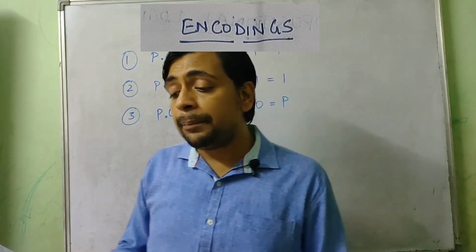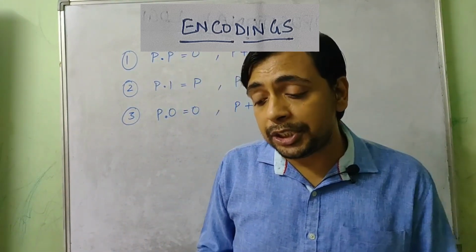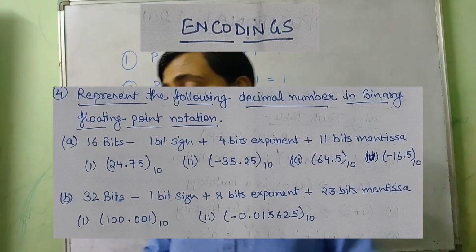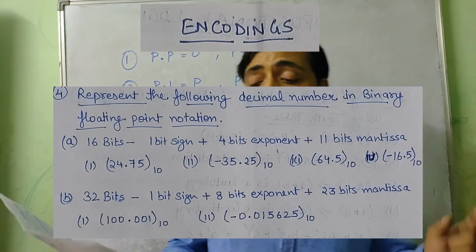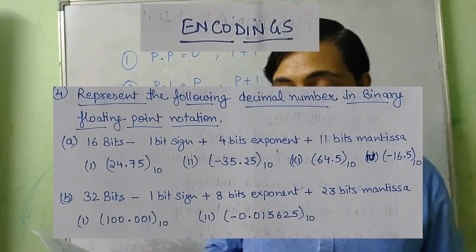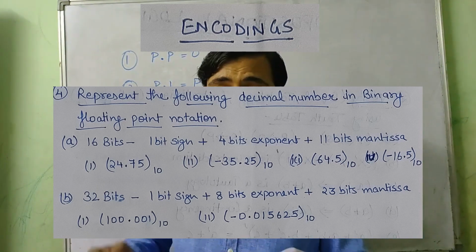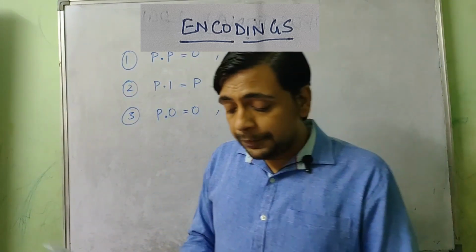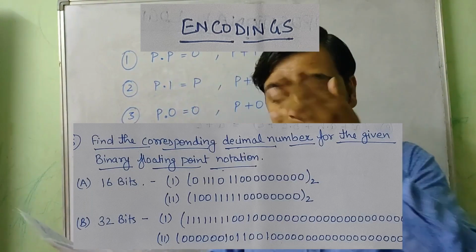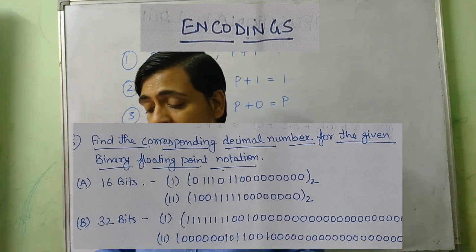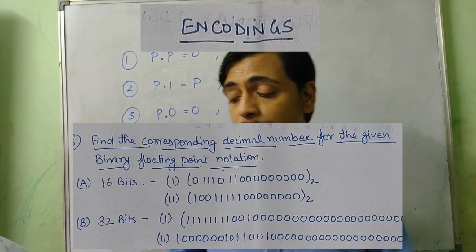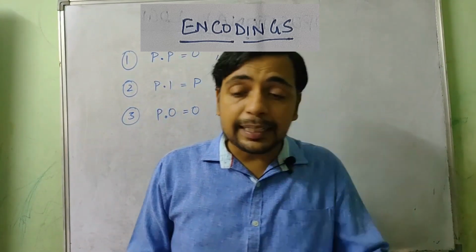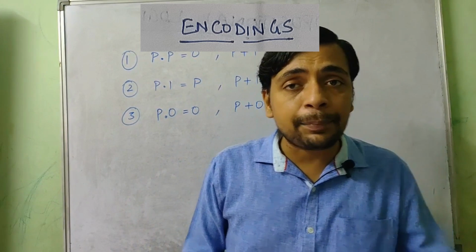Represent the following decimal number in binary floating point notation. Here there are two parts in the fourth question, A and B. A part will deal with 16 bit notation, B part will deal with 32 bit notation. In the A part I have given you 4 questions, and in the B part I have given you 2. The fifth question also has two parts, A and B, of 16 bits and 32 bits. The only difference is that here binary floating point notation is given, and you have to convert it into a decimal number. So these are the 5 questions from the Encoding chapter.